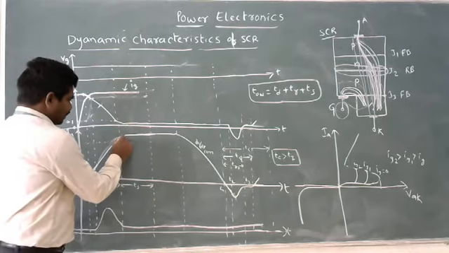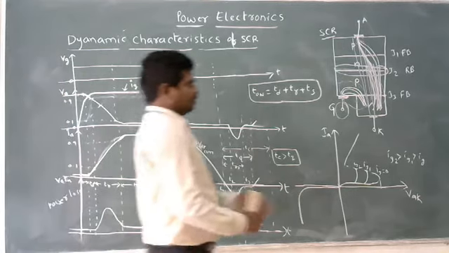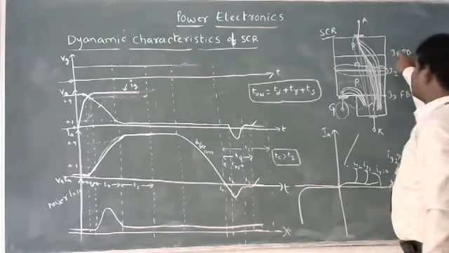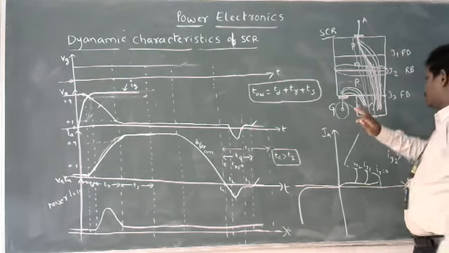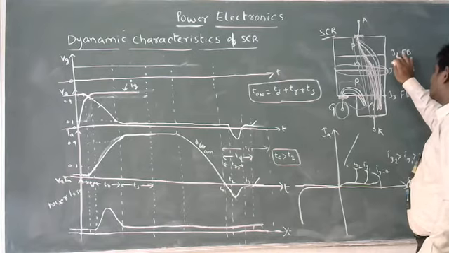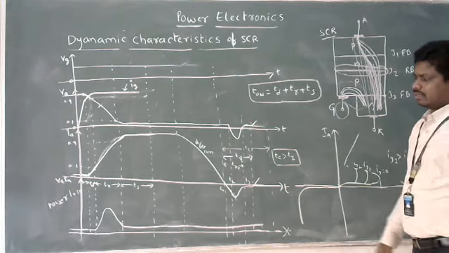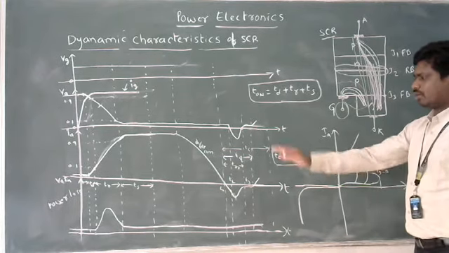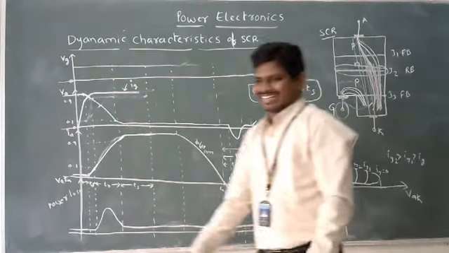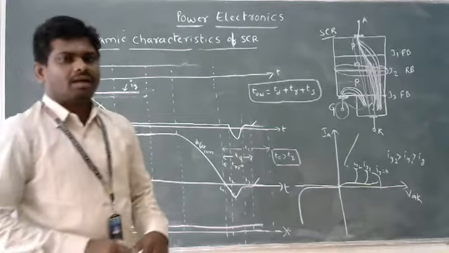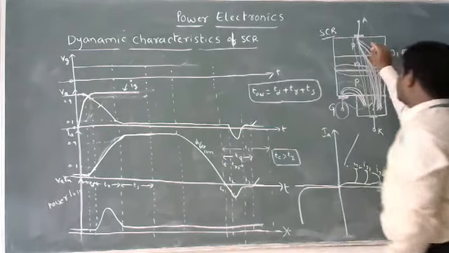So after that, what happens? Here, the J2 junction breaks down. J1 already broke down, and J3 is already in the forward bias. So there is no problem with J1 and J3, but the problem is J2. Now after that rise time, we got the breakdown of the J2 junction. It means charge carriers freely move from anode to cathode because of the J2 junction breakdown.